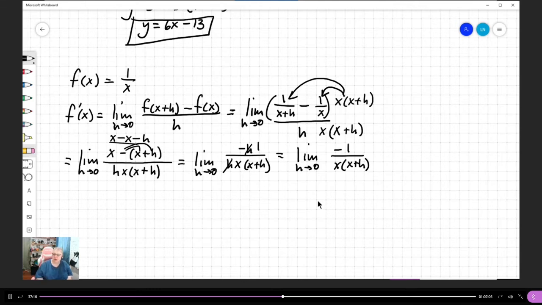So let me see if I can plug in 0 for h. I get -1 over x times x plus 0, which is -1 over x times x, and x times x is x squared. So what I get here now is that f prime of x is -1 over x squared.